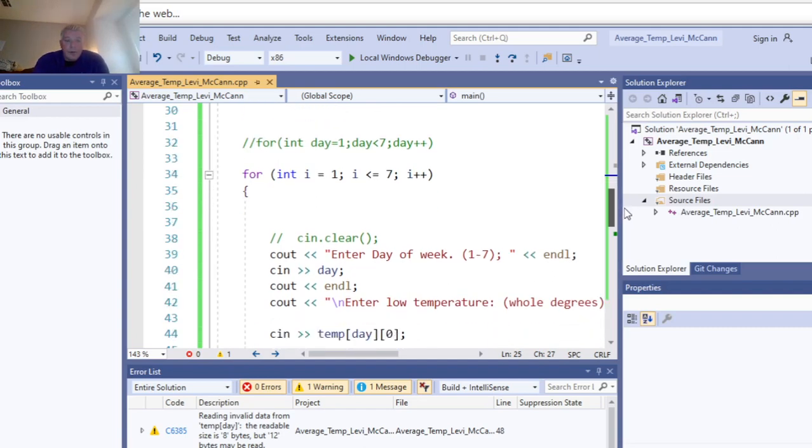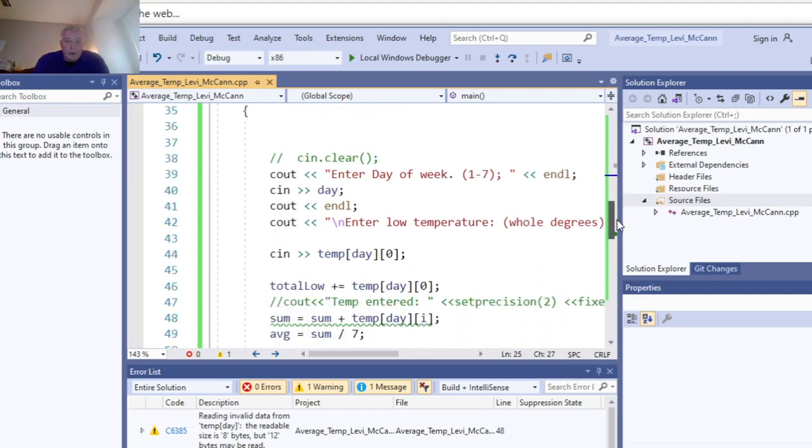So this is the for loop: for int i equals 1, i is less than or equal to 7, and then add 1 to i. So cout, cin.clear. I had this in originally to clear out anything that was put in there. So enter the day of the week, day, inline. Just get your variable from the user here. And then you put the variable in for your cin temp, enter the low temperature. And you get the low temperature from the user.